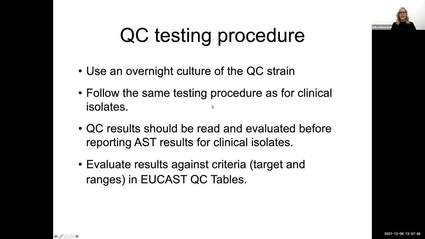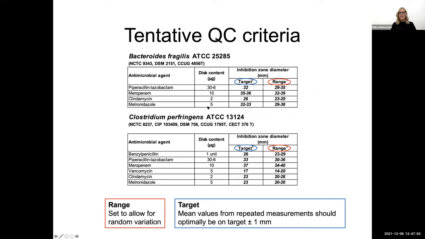Next. Here are the tentative QC criteria. And the range is the acceptable limit set to allow for some day-to-day variation in the laboratory. And the target value is the midpoint of the range. And with repeated testing of the QC strains over and over again, you should end up at a mean value close to the target value. And these tentative QC criteria were developed with FAA media from 2 manufacturers and in anaerobic incubation from both workstations, gas generating envelopes, and the Anoxomat system.